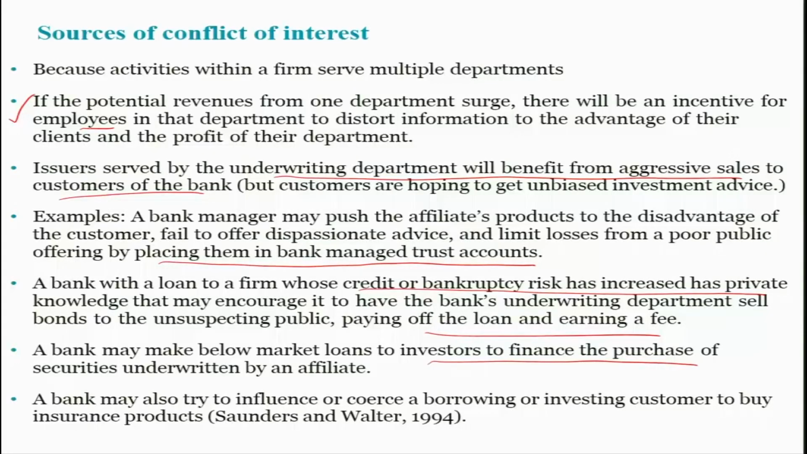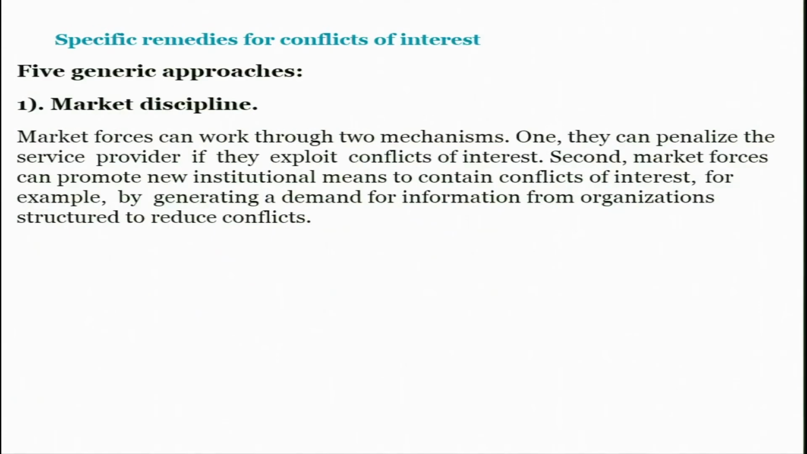So with all these three, they use the information based on one business to try to get business in the other departments. At the end, the objective of the firm is to maximize profit. And because of this conflict of interest, the universal bank will engage in some manipulative activities.